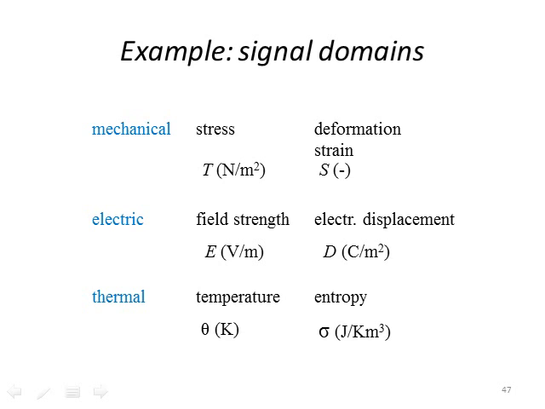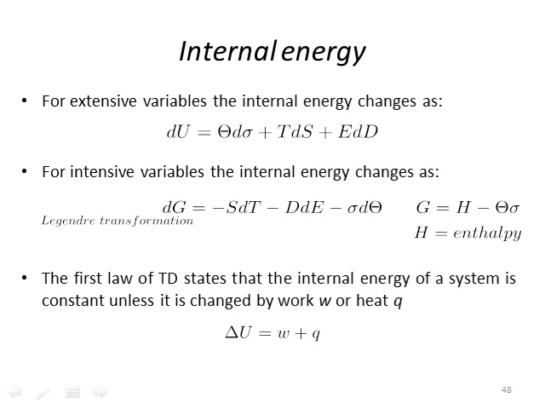So let's do an example. The signal domains that we have are mechanical, which are stress and strain, T and S. Electrical, so then we deal with the field strength and the electric displacement. And thermal, we deal with temperature and entropy.